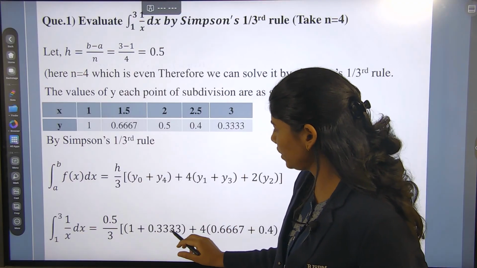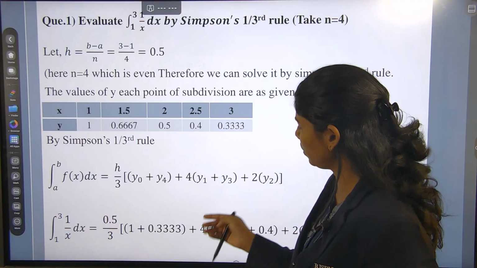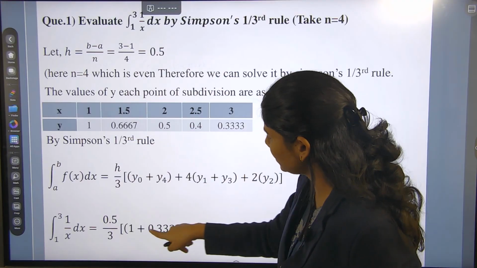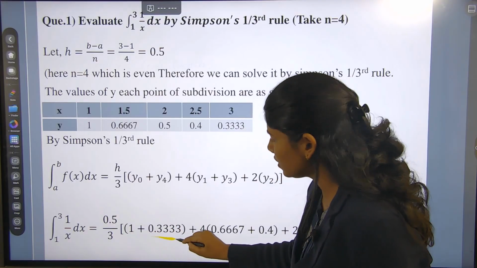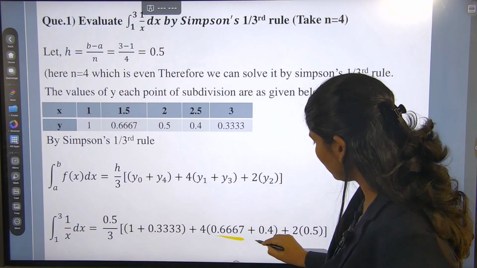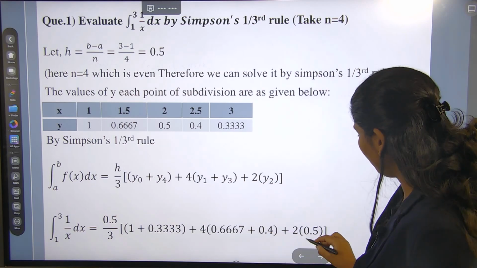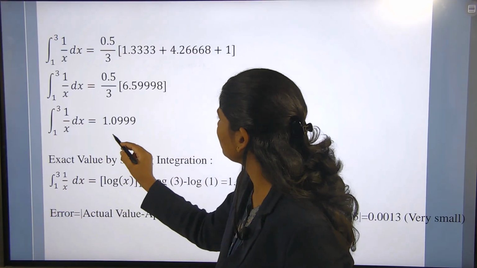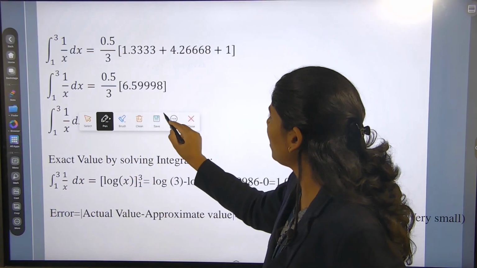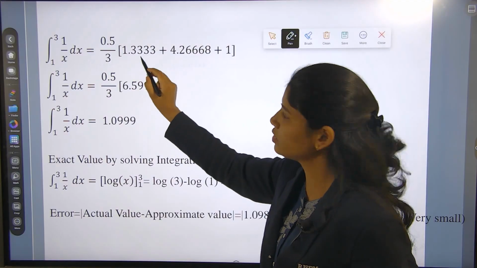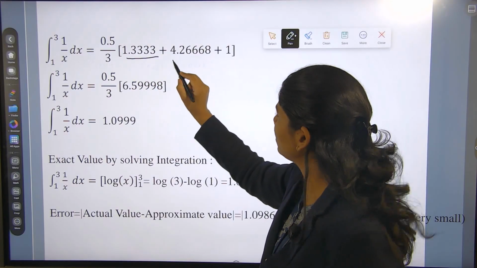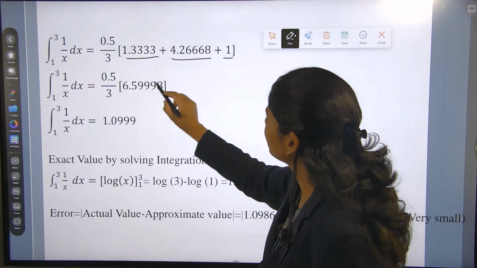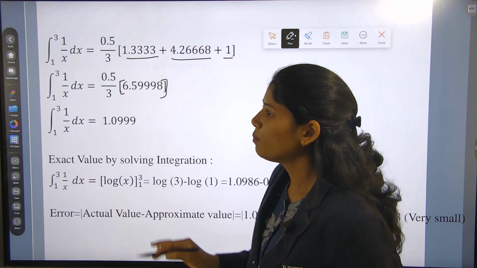So 1 plus 0.3333 is 1.3333. So write down here 0.5 upon 3 as it is, in bracket first solve this and write it down in a bracket, plus 4 times, solve this bracket and write it down again in a bracket, plus solve this one. So after solving, we get 0.5 upon 3 in bracket, first bracket answer plus second bracket plus third bracket answer.